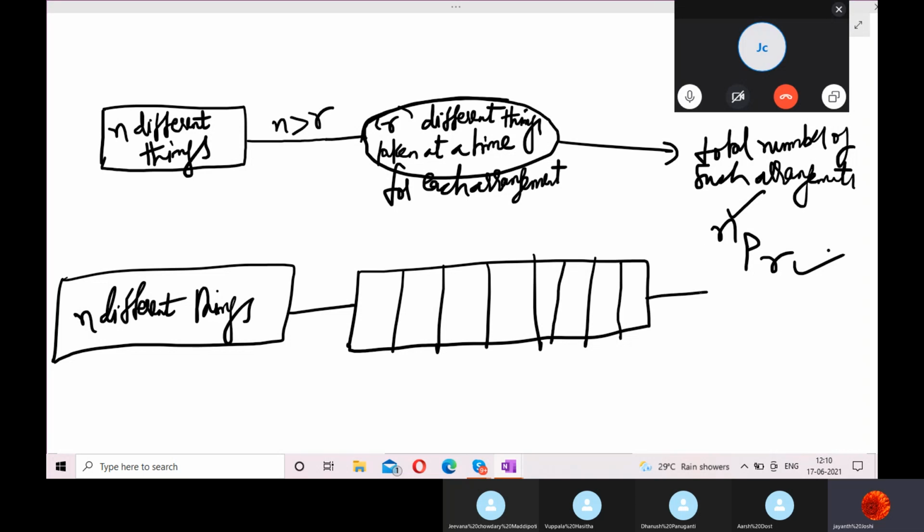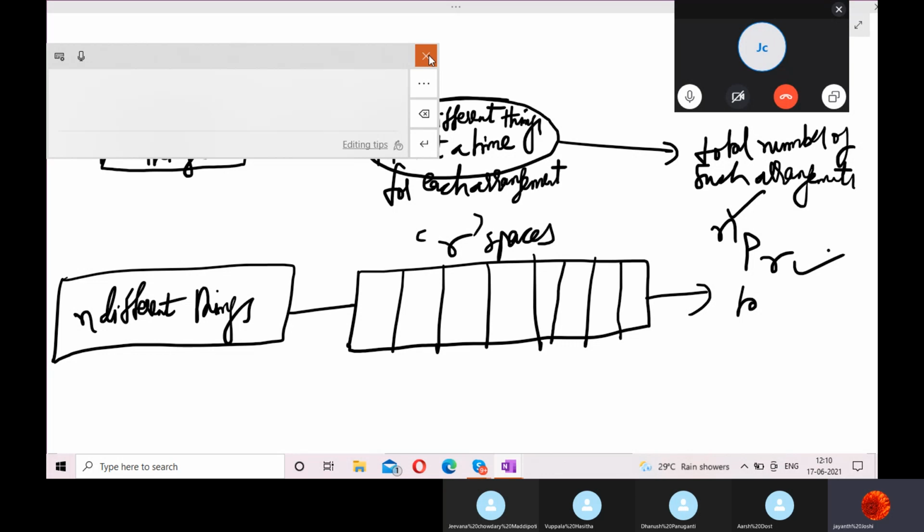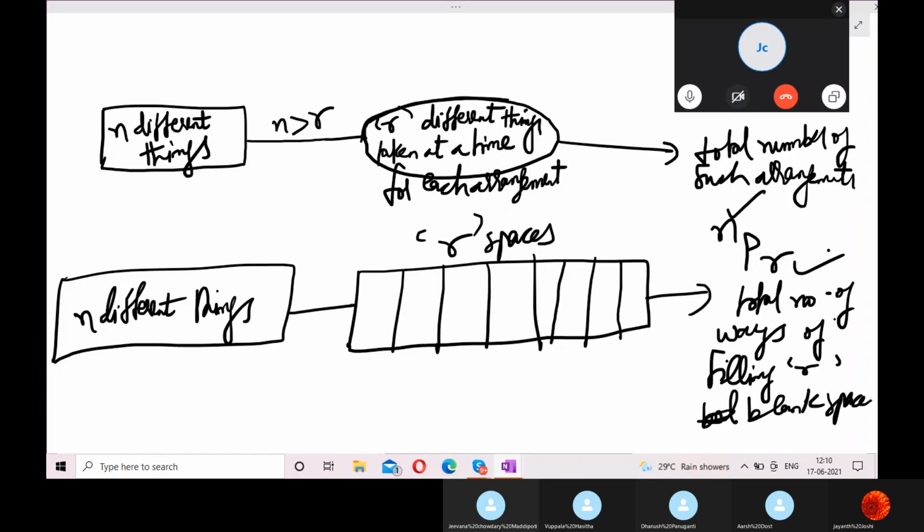Okay, so what you will get? Now I will show you this particular example. I'll give you a very good example. So the total number of ways, one more example I will give, of filling r blank spaces with n things.